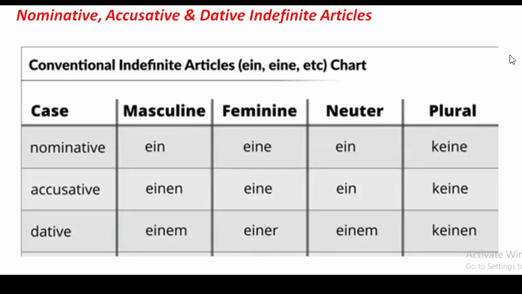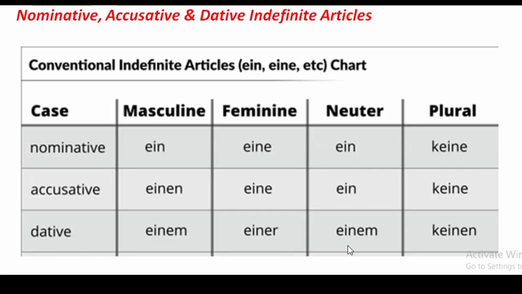So in this short tutorial, we will learn nominative, accusative, and dative indefinite articles. For nominative, we have ein, eine, ein, and definitely there is no plural for the indefinite article. So we can use, for example, the negative article kein or keine. Keine we use definitely for plural. Accusative: einen, eine, ein. Dative: einem, einer, einem.